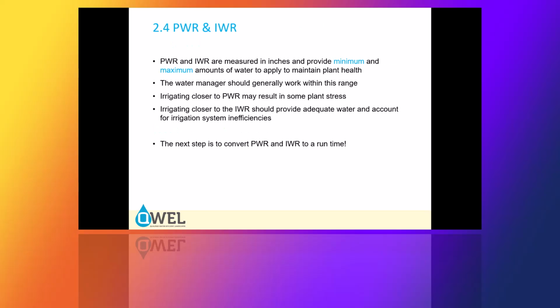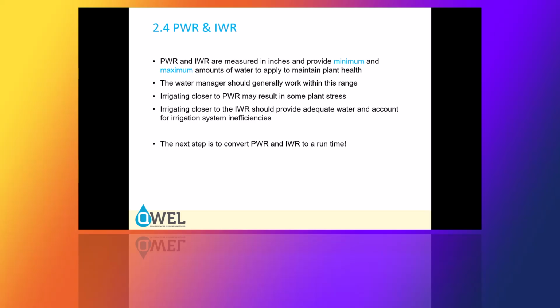The plant water requirement and the irrigation water requirement provide the water manager with a range within which to work. This recognizes the actual amount of water to maintain plant health may vary due to microclimate and other factors that we talked about before. The PWR and IWR are measured in inches and so provide a minimum and a maximum amount of water to be applied to the hydrozone to maintain plant health. The water manager should generally apply water within this minimum and maximum range.